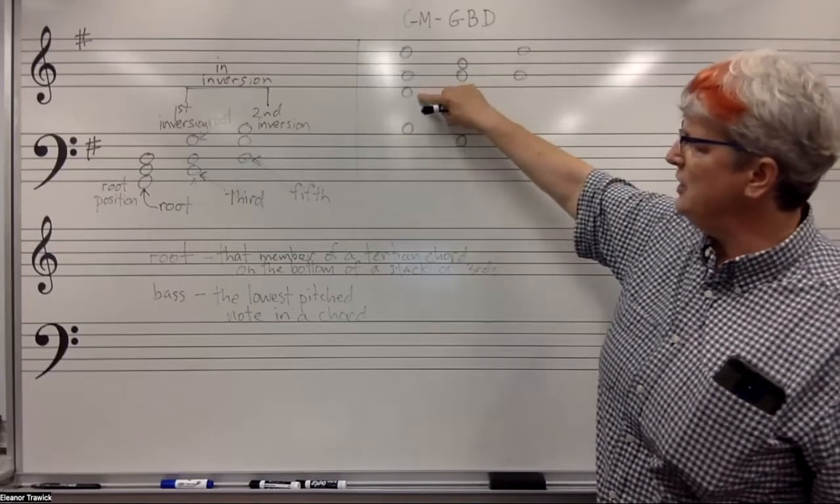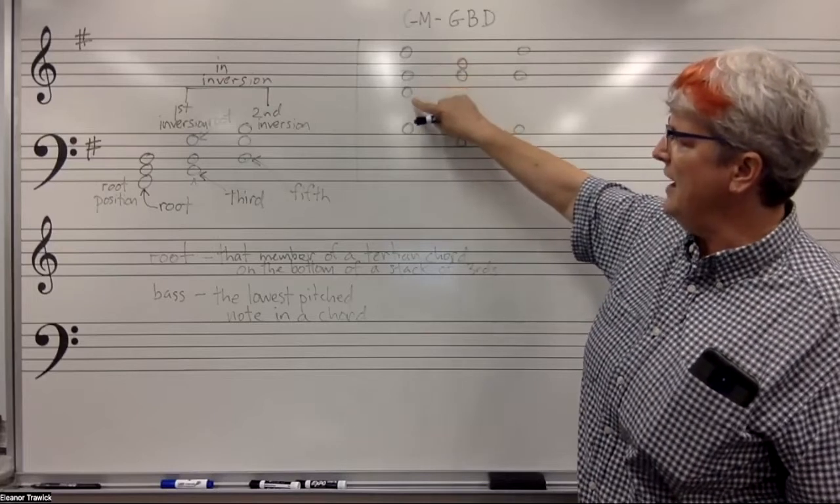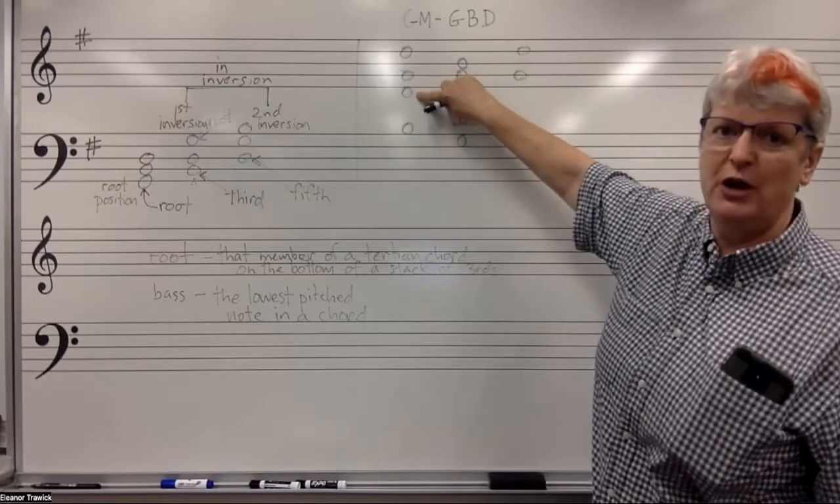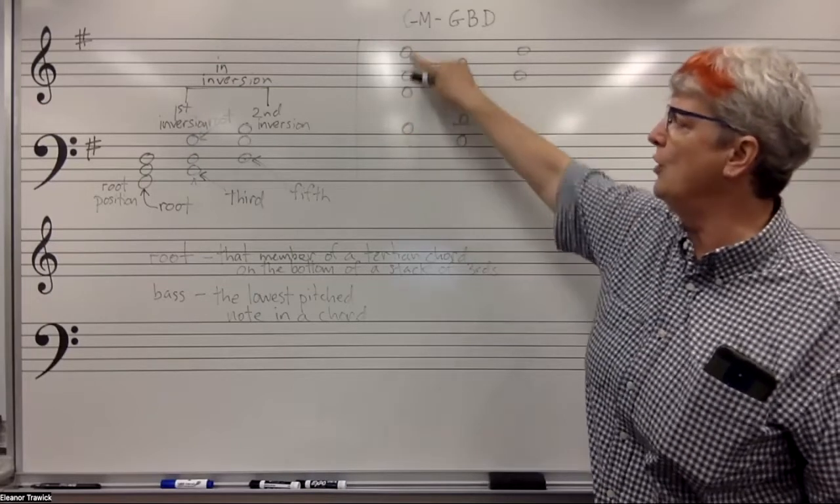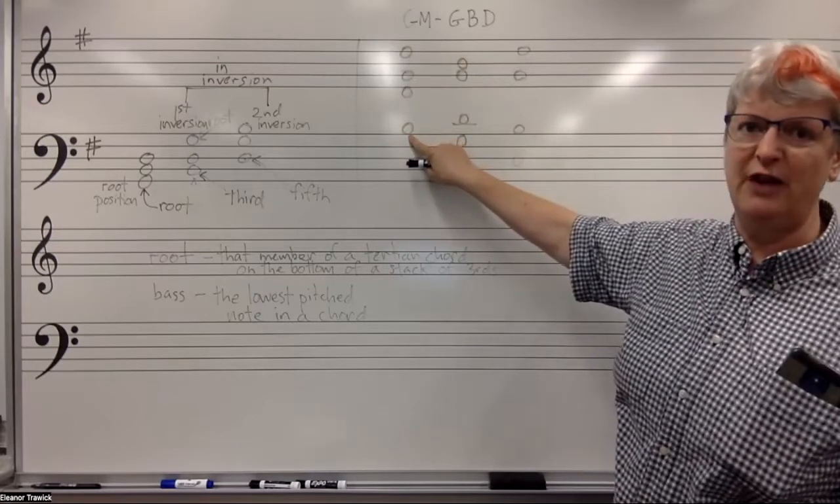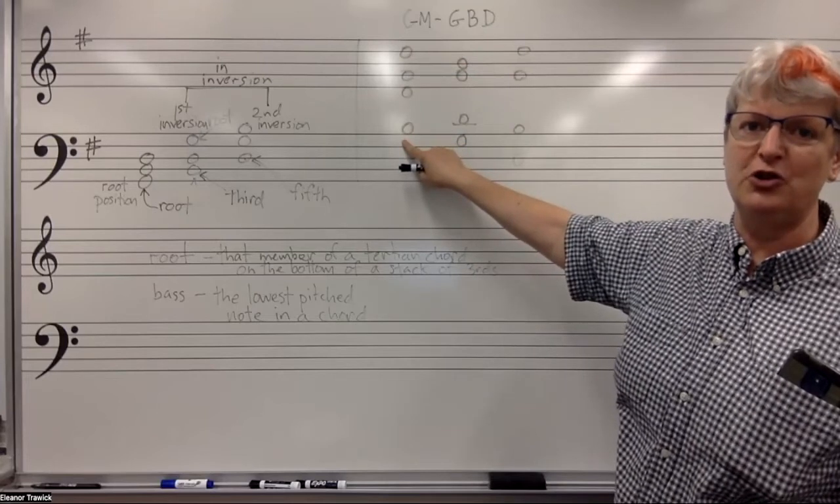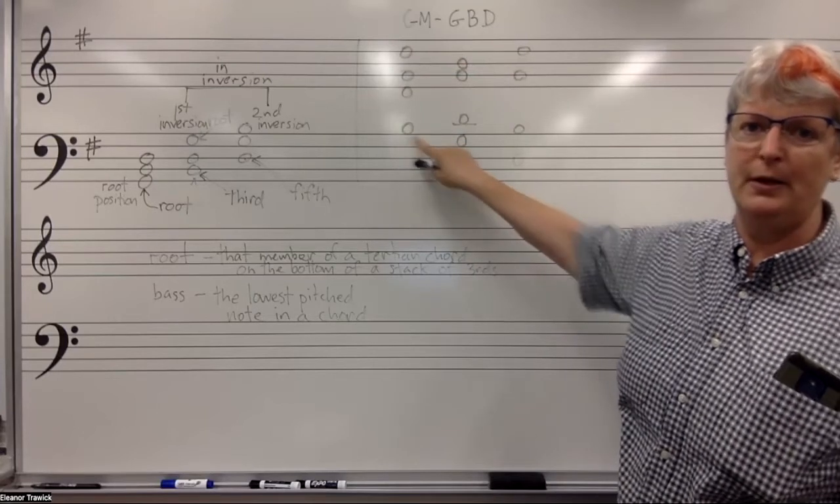Don't be confused and look at the notes in treble clef and say that the D is the lowest note. The D might be the lowest note in treble clef, but the lowest note of the whole chord is the B that's here in bass clef. So this is a first inversion G major triad.